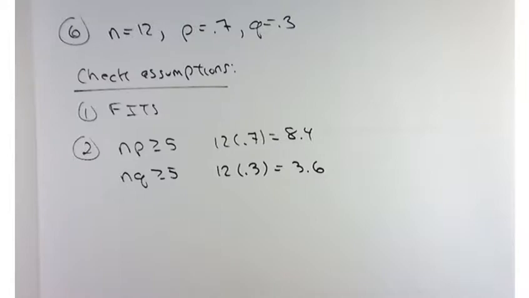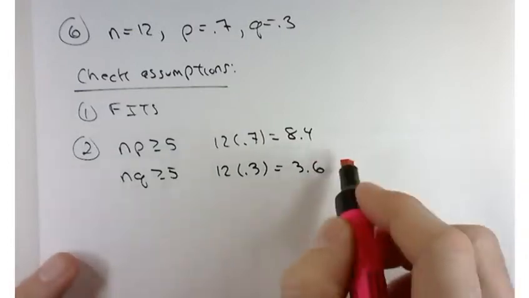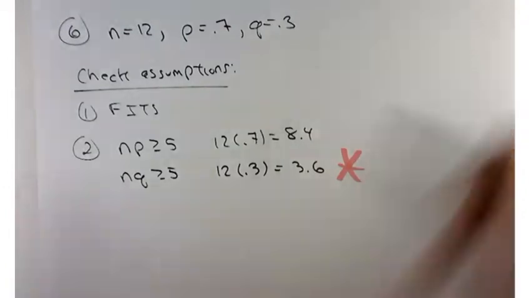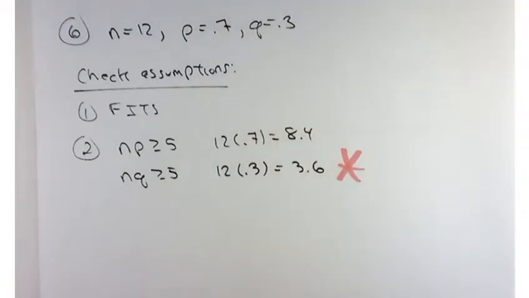So what's that telling us? Yeah. Because this is less than 5, we can't make our normal approximation. It just won't work. You'd have to find this probability through other means. So we can't use the normal approximation.